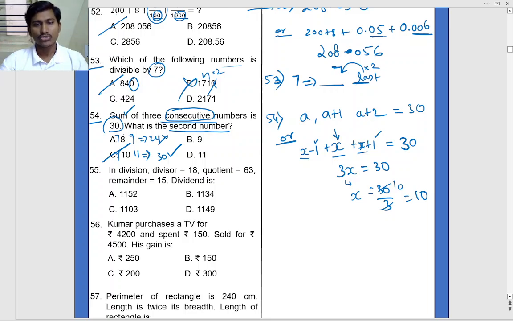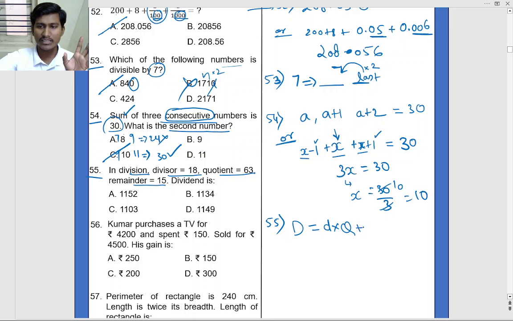Okay, good. So now let us go to question 55. In a division, the divisor is 18, the quotient is 63, and the remainder is 15. The dividend is, so we know the dividend formula, right? Dividend is equal to divisor into quotient plus remainder. So the divisor is 18, into quotient 63, plus remainder 15. So you just have to solve that and get the answer.